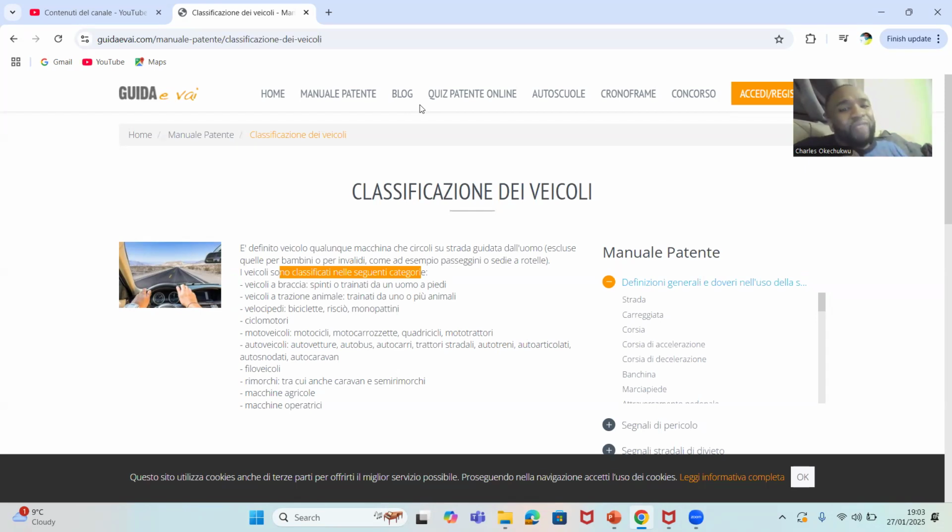We're about to classify vehicles. Number one, the first one is called veicoli a braccia. What is veicoli a braccia? Write it down. If I'm you guys, I'll write it down. Veicoli a braccia equals wheelbarrow. Wheelbarrow, for those that are Nigerians, I don't know for other people. They call it veicoli a braccia. Whatever you push with your hands.